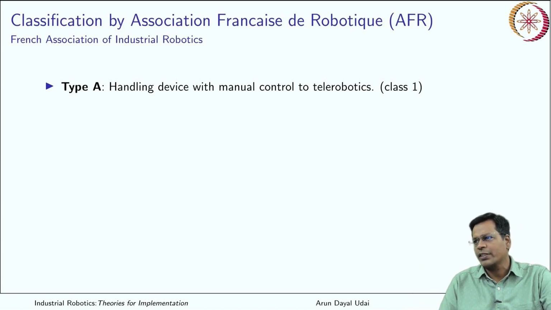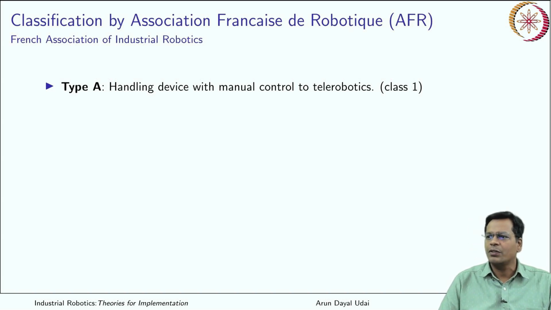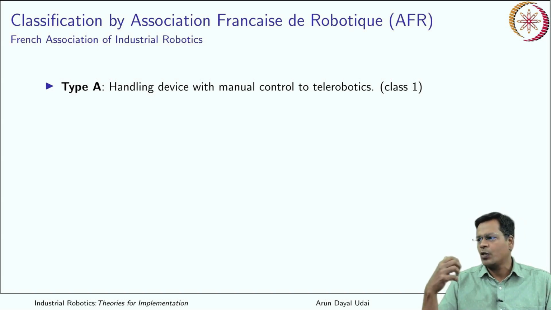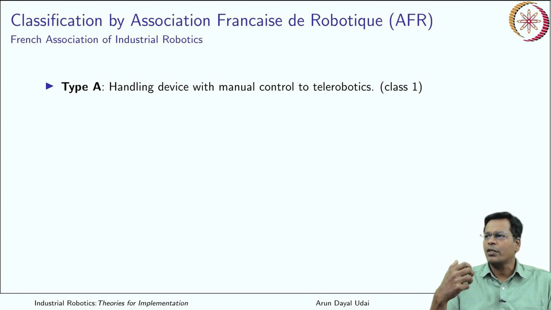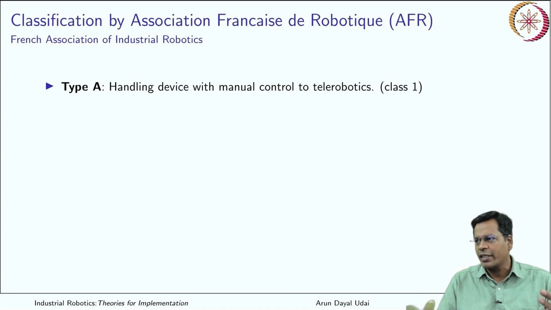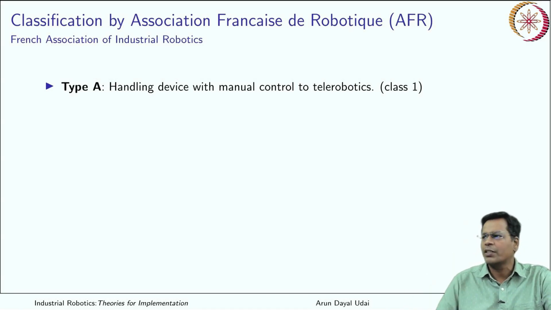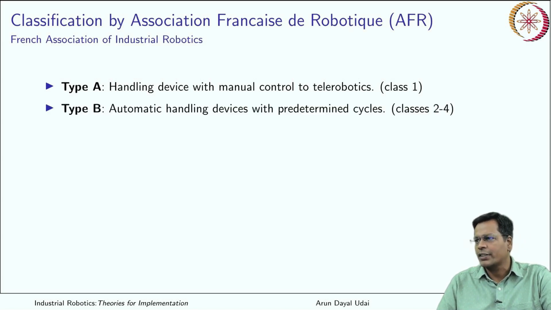The first one includes handling devices with manual control to telerobotics. Telerobotics means an operator is sitting somewhere remote and is able to control the robot remotely, like a master-slave system maybe. This is similar to the one defined in class 1 of JIRA. Now type B, automatic handling devices with predetermined cycles, just like classes 2 to 4 of the earlier JIRA definition.